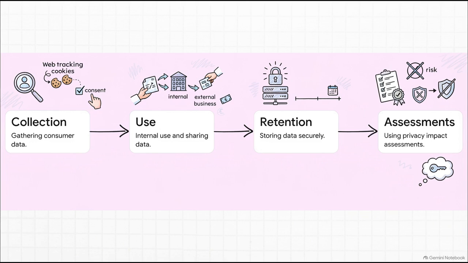And Step 4, privacy impact assessments, or PIAs. Companies have to describe how they analyze their own systems to make sure they're legally compliant and actively mitigating privacy risks way before a breach ever happens.